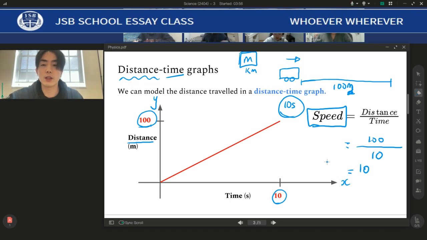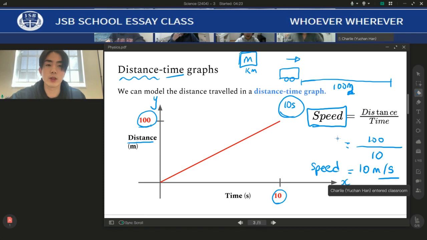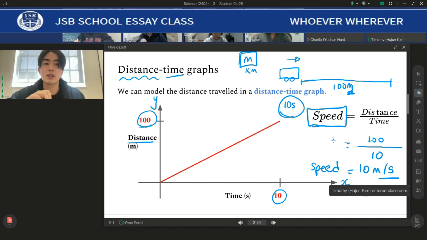What's the units of speed? We did this last time. Anyone remember the units of speed? The units of speed are meters per second. Meters per second. So we always have to give the units. So from this distance time graph, we can work out the speed by doing this equation here. Any questions? This is just the basics. This is the beginning. We're going to look at some more detail as we go along.